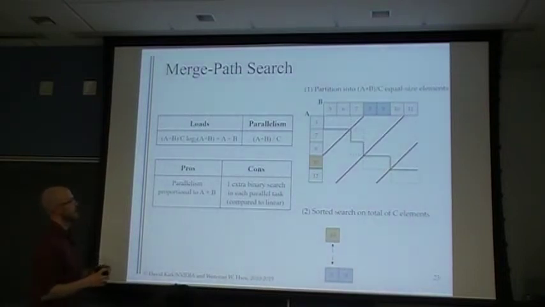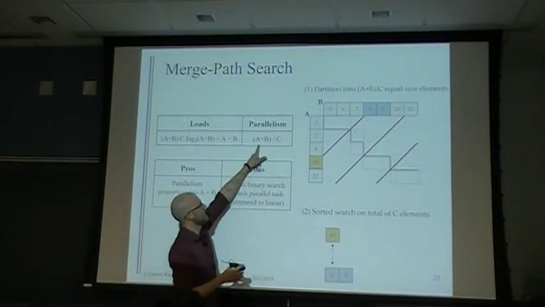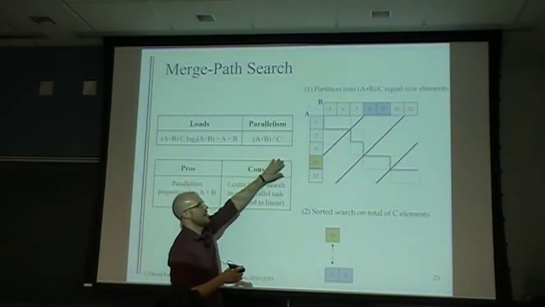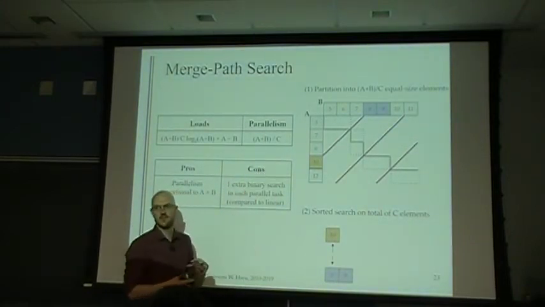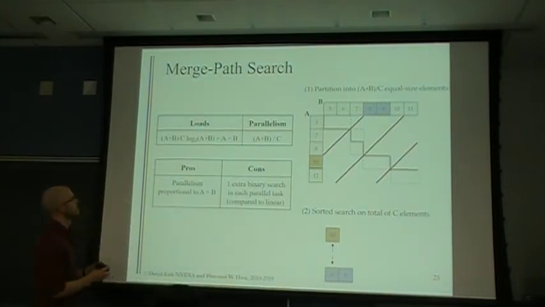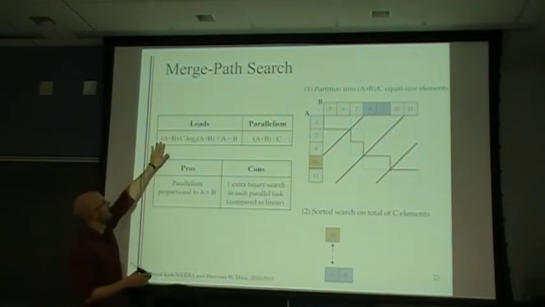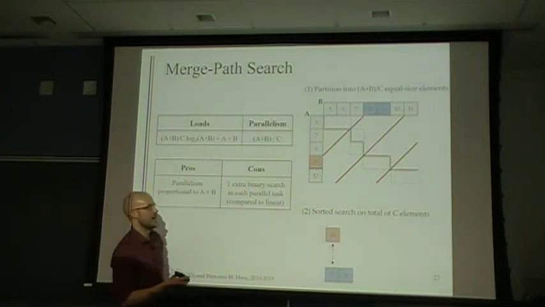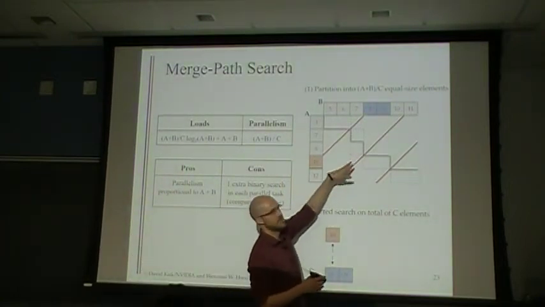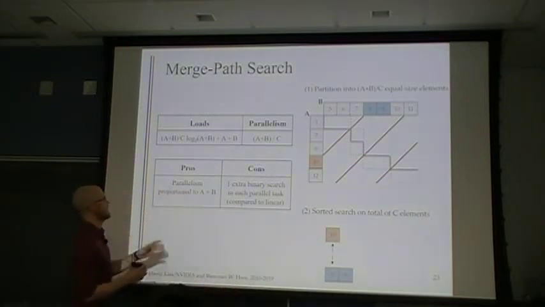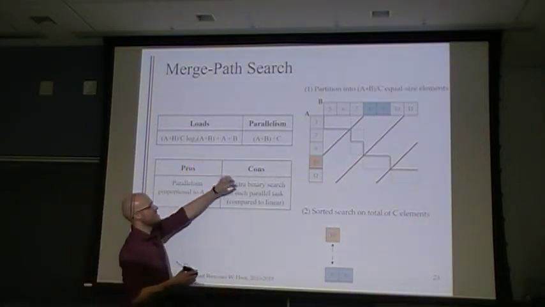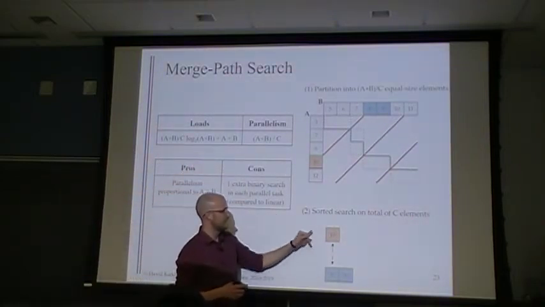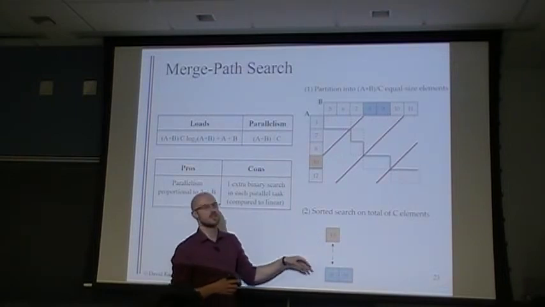But I think the nice feature of this is that the parallelism that you get is (A plus B) divided by C, because it depends on the sum of the 2 lengths of the 2 lists. And so you have (A plus B) over C binary searches, the length of which could be up to A plus B in some cases. But then you end up touching every element in A and B only once other than that.